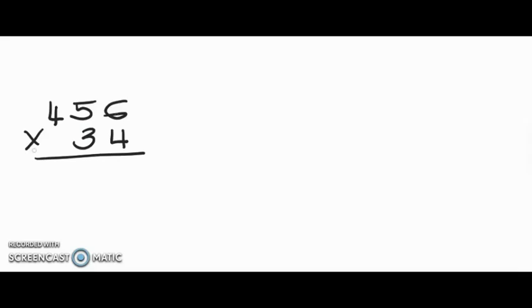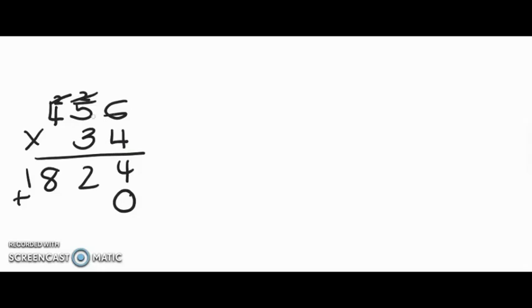6 times 4 will give you 24. 5 times 4 will give you 20, plus 2, that will give you 22. Cancel the 2. What is 4 times 4? 4 times 4 will give you 16. Add the 2, you'll get 18. Cross out the 2. Since we'll be working with a multi-digit multiplier, we have to add a 0 in the next line, because 30 is 10 times greater than 4.